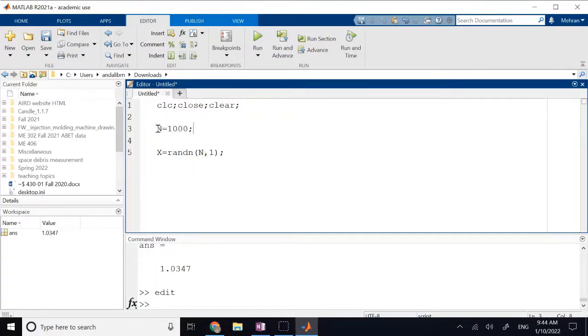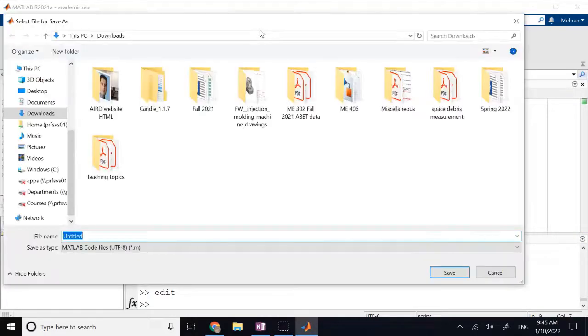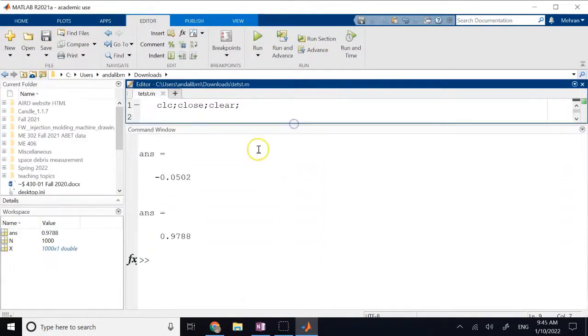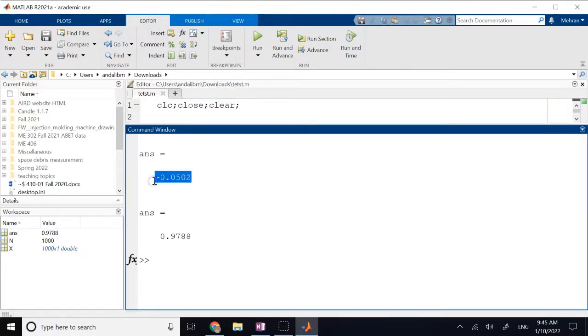Let's say 1,000 data points. So it is going to get 1,000 data from the normal distribution with unknown mu and sigma, and call it X. And then I say, give me the mean of X, and give me the STD of X, the standard deviation. That's all I want. Let's run. Call it test. Typo, but that's okay. And look at the data.